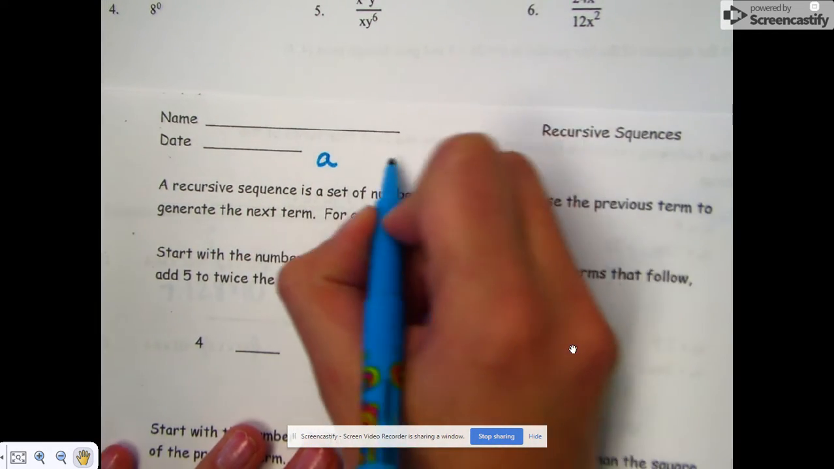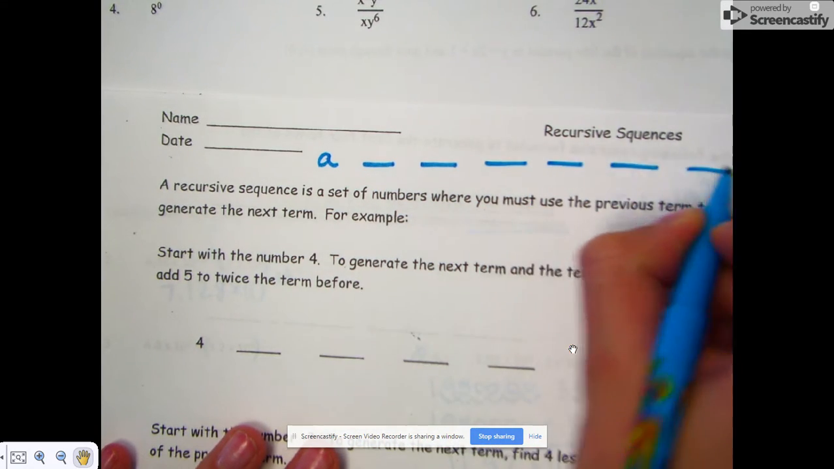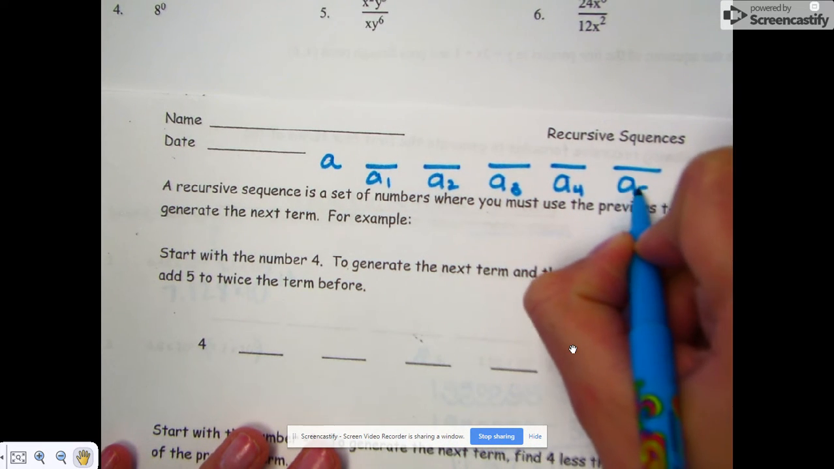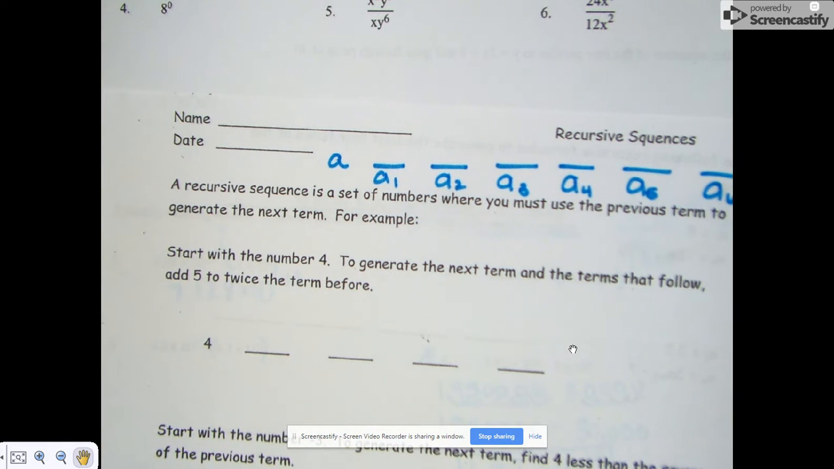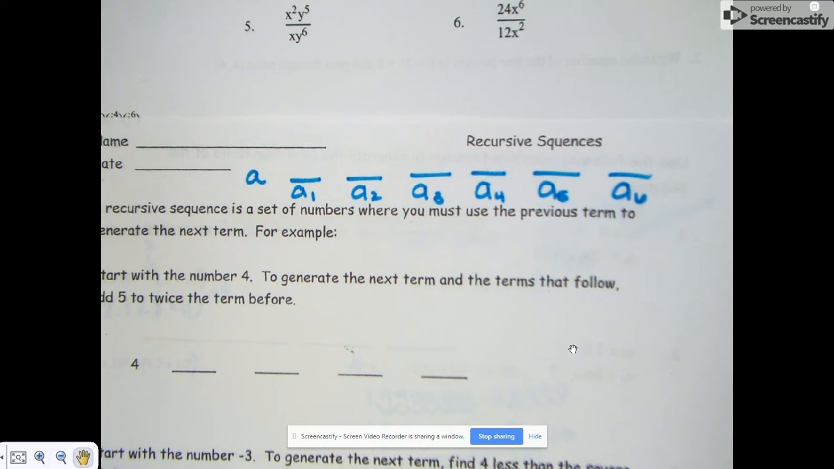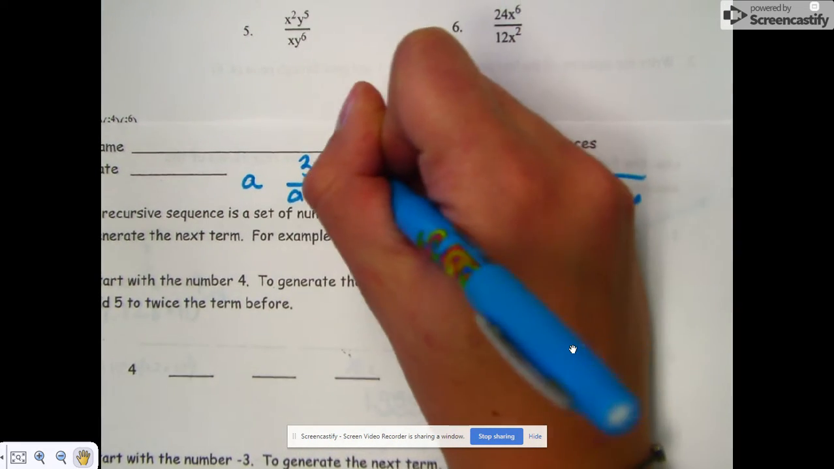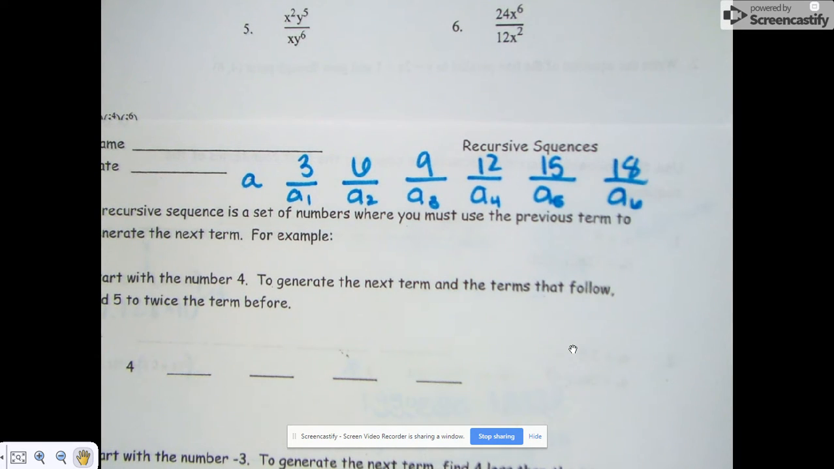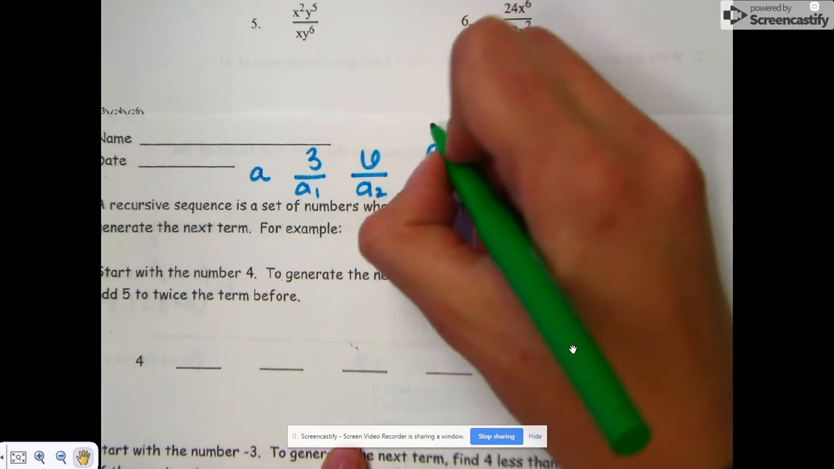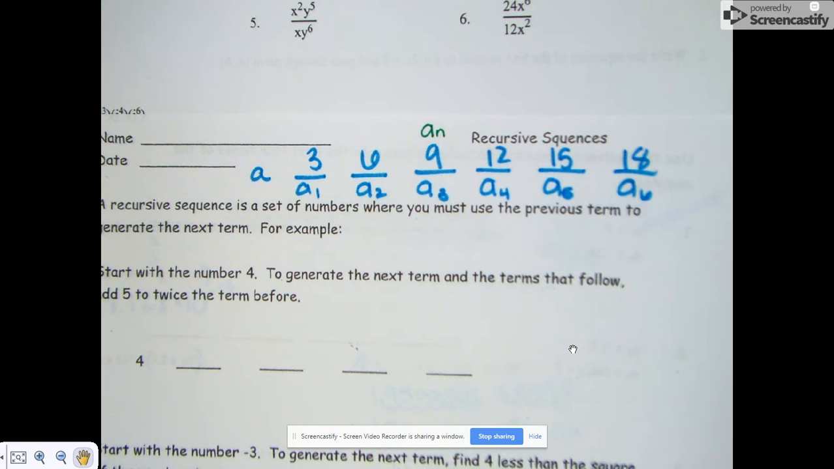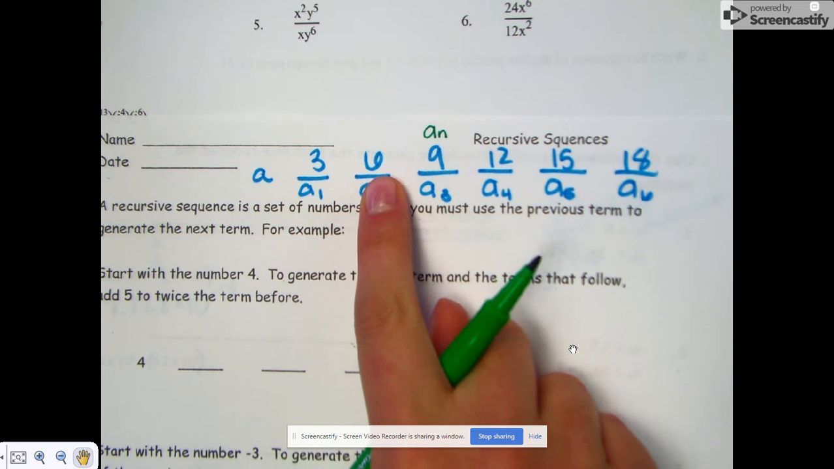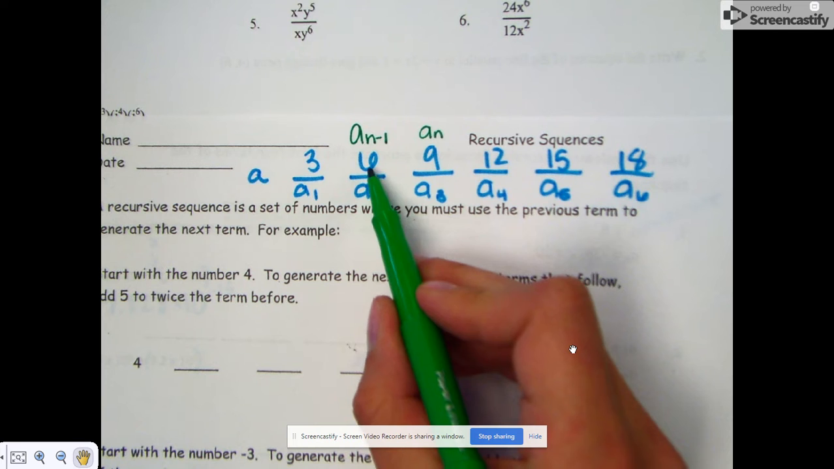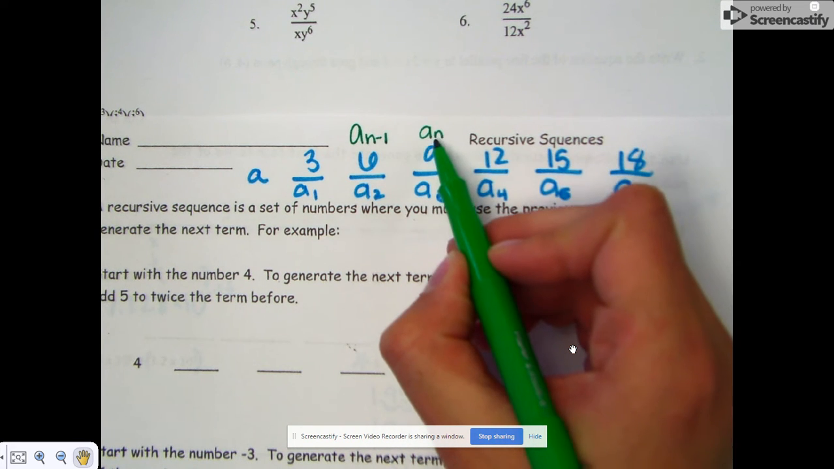If I have a sequence A, here are my terms in the sequence: A sub 1, A sub 2, A sub 3, A sub 4, A sub 5, A sub 6. So if I just list 3, 6, 9, 12, 15, 18, say this is my sequence. If I want to know any term in the sequence, we'll call this term A sub n. How do I find A sub n from the term before it? Well, I have to take the term before it, which is A sub n minus 1, and I have to add 3 to that term, and then I will get this term.